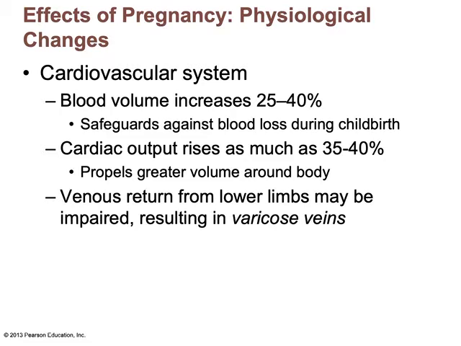The venous return from the lower limbs may be impaired, and that can result in varicose veins, which are the result of incompetent valves in the lower extremities collapsing, causing the bulging vessel. Now, these are a clot risk.